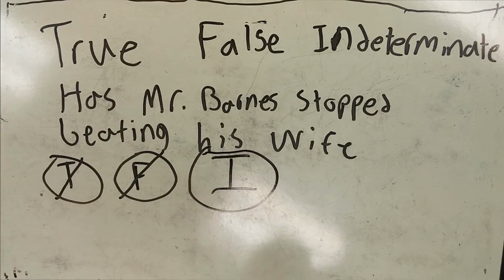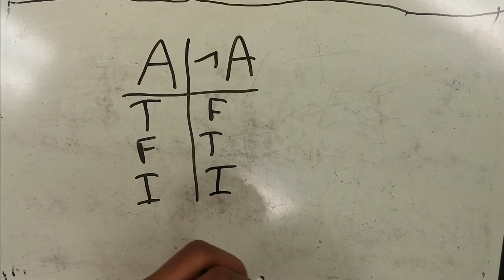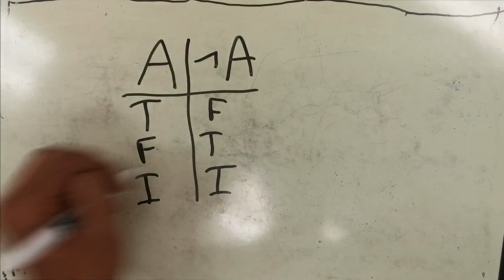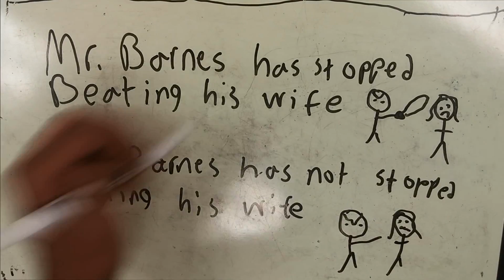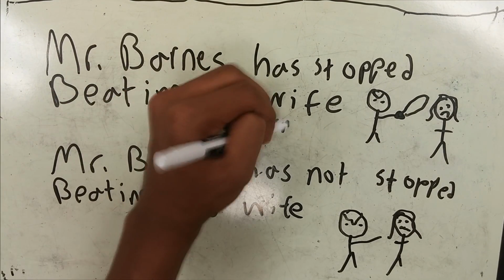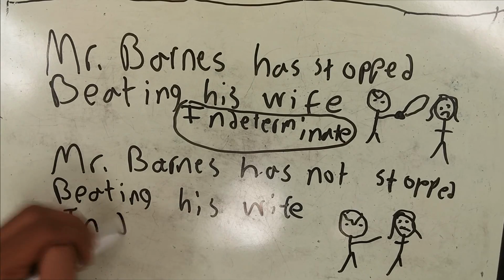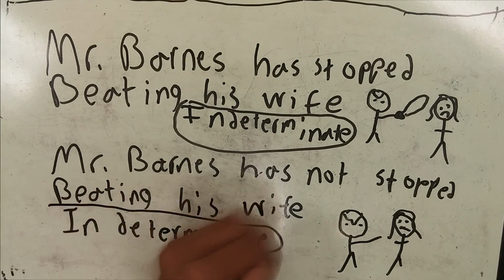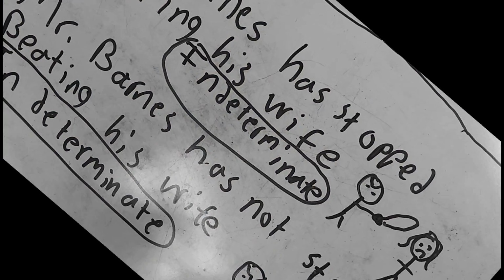You can use all the things that are in bivalent logic in K3 logic as well, as long as you are only dealing with values of true and false. Here are some truth tables in K3 logic. First of all, negations. The negation of an indeterminate is also indeterminate. For example, Mr. Barnes has stopped beating his wife is clearly indeterminate, and Mr. Barnes has not stopped beating his wife is also indeterminate.